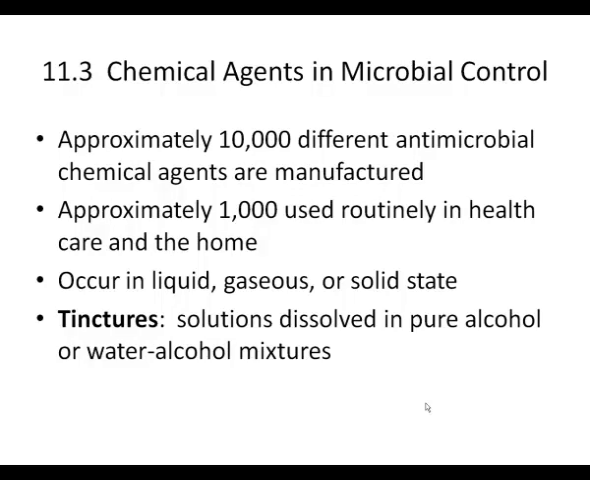Okay, that's our physical methods of control. Let's talk a little bit about some of the chemical agents that we might come in contact with. There are about 10,000 different antimicrobial chemical agents that are manufactured. There are a ton of them out there. Only about 1,000 of them are going to be used routinely in healthcare and in homes. The rest of them are going to be industrial.